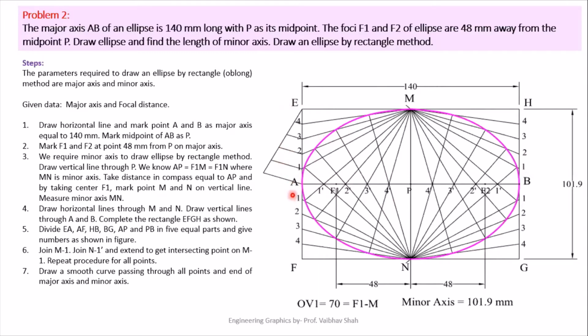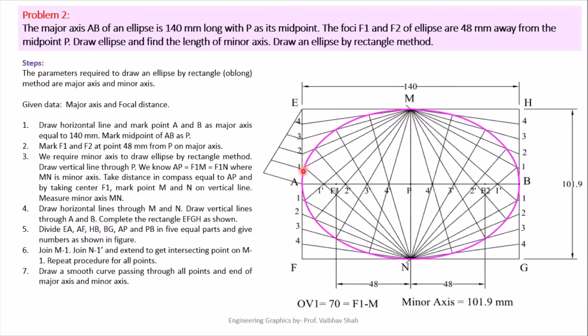So let us give numbering now. 0, 1 dash, 2 dash, 3 dash, 4 dash, and P point would be 5 dash itself. Now we'll start numbering from 0. Once again 0, 1, 2, 3, 4, and 5 point would be your E point itself. Now after that we'll be drawing lines from 1, 2, 3, 4 connecting your M point.